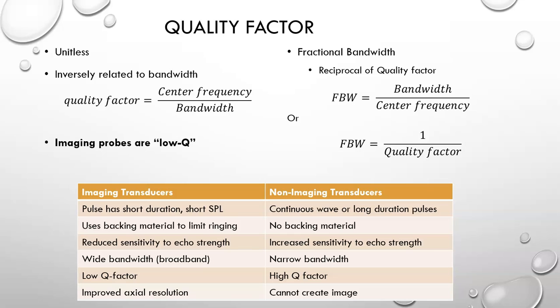So hopefully that's a way to remember that imaging probes are low Q, and that since we typically image around 4 megahertz, you can quickly do the math and go, okay, low Q will be 4 divided by some number bigger than 4, and in this case the range of diagnostic ultrasound is 2 to 20 megahertz, and so that gives you a very low Q, and that's a good way to remember what the quality factor is. And then of course the fractional bandwidth is just simply the reciprocal of that.